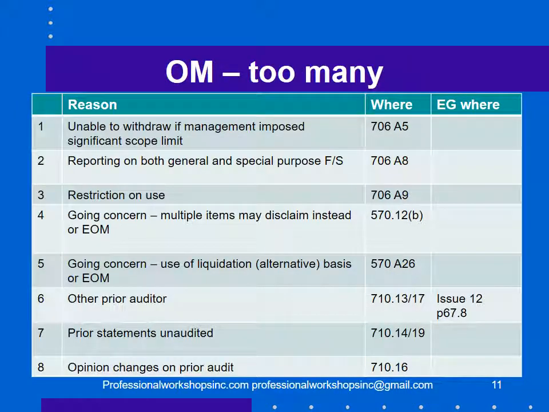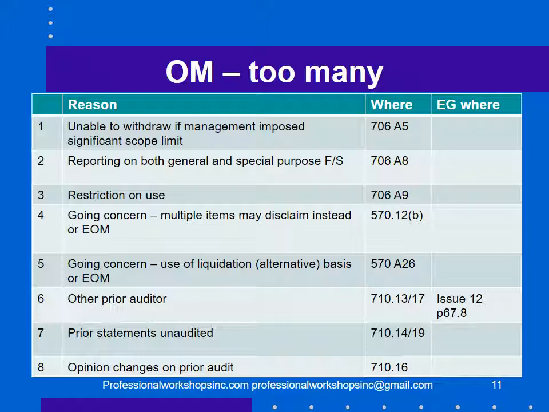Other matter paragraphs. We really would like to resign. Management has imposed a very significant scope limitation, but we can't because we have an obligation to report to the shareholders. We might want to have a paragraph where we said, we really want to resign, but we can't. We're having to report one last time, probably a disclaimer of opinion, and we just want to explain that we otherwise would have quit. If we're reporting on both general and special purpose financial statements, if there's a restriction on use, we are doing an audit only for a banker, and we want to say this audit opinion is only for the use of a banker.